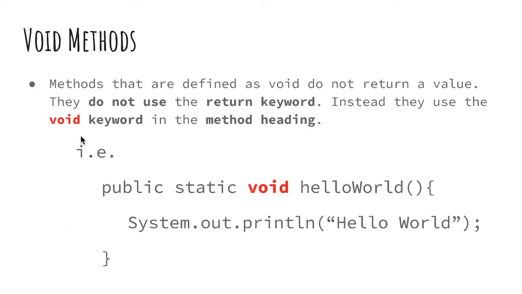Now there are two main types of methods: void methods and return methods. Void methods are methods that do not return a value, while return methods are methods that do. Now there are different ways of writing these types of methods. So when writing a void method, in the heading you need to state void, and this is right before your method name.